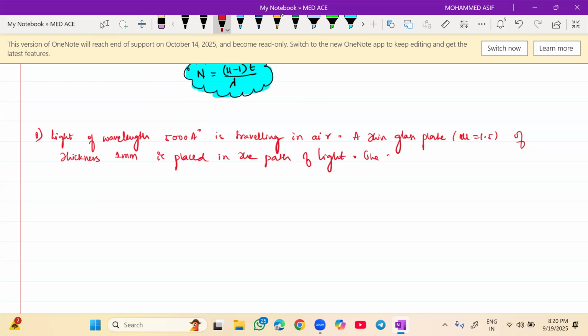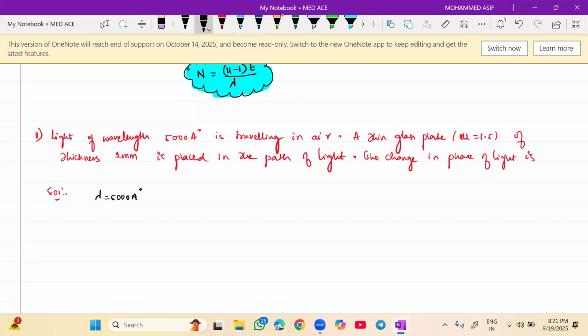The question is: the change in phase of light is? Come on, how many of you can give me the answer? Everything is given in the data. How much is the wavelength? Lambda is equal to 5000 angstroms.